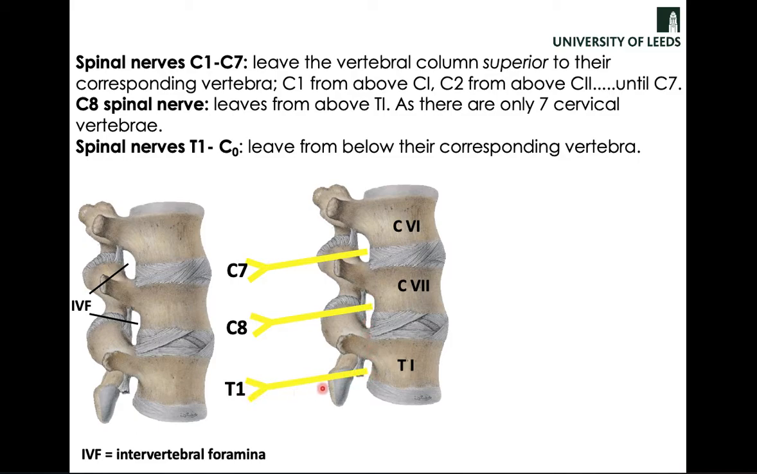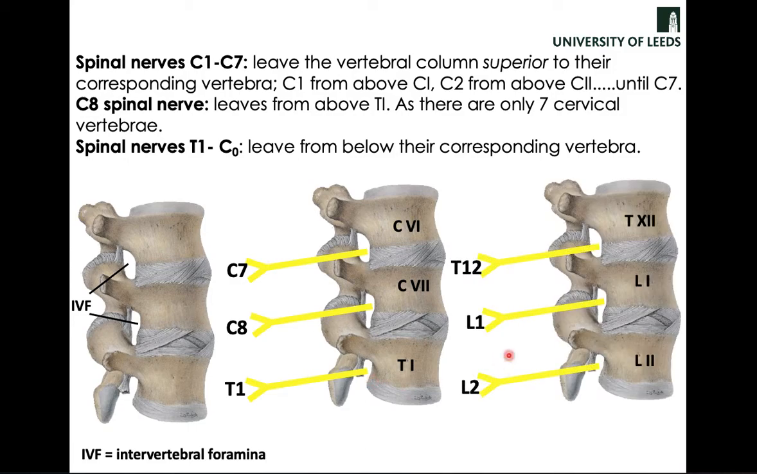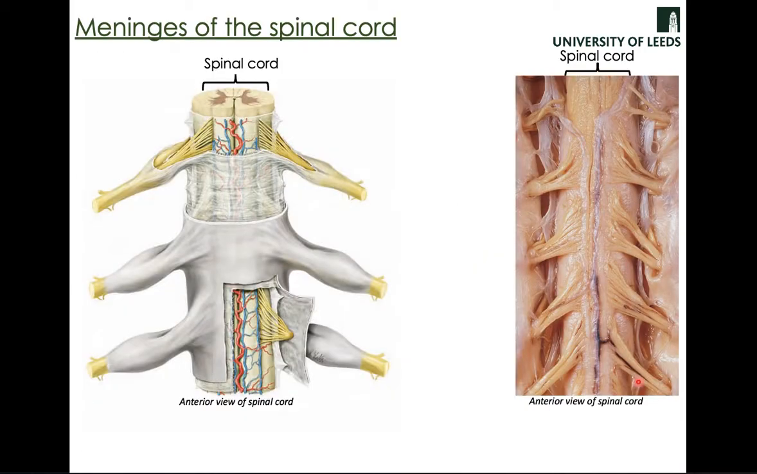So we can see T1 leaving below T1, T12 leaving below T12, L1 leaving below L1, L2 leaving below L2, and so on and so forth. Let's go back to those meninges now of the spinal cord.